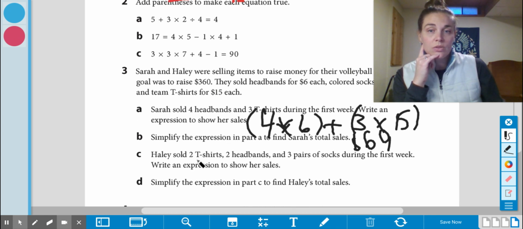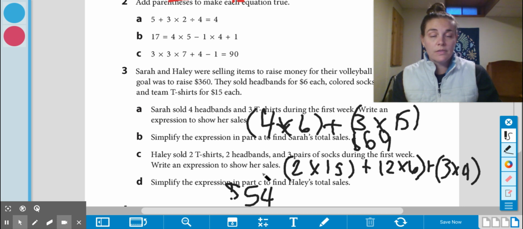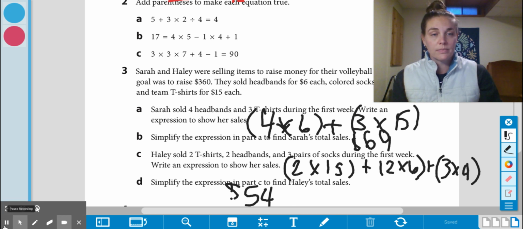So Haley sold 2 t-shirts, 3 headbands, and 3 socks. We know how much each of those cost. What would that expression be? And then go ahead and find her total. All right, when Mrs. Ellison solved this, she said, hey, 2 times 15 for those 2 t-shirts, plus that 3 times 6 for those headbands, and then 3 times 4, $4 for those socks. So 30 plus 18 plus 12 got me to 60.